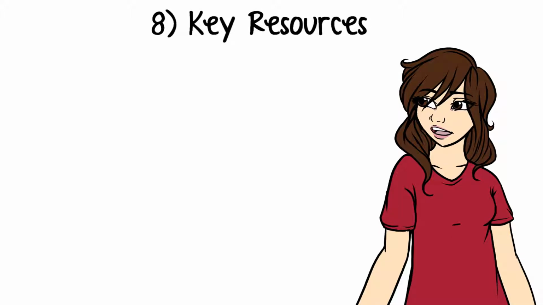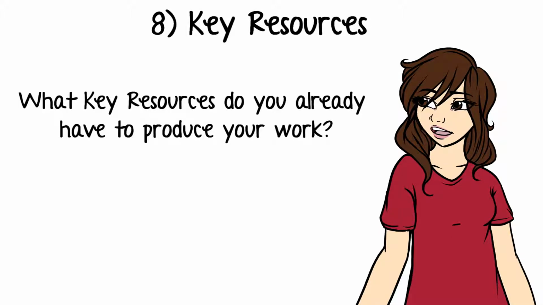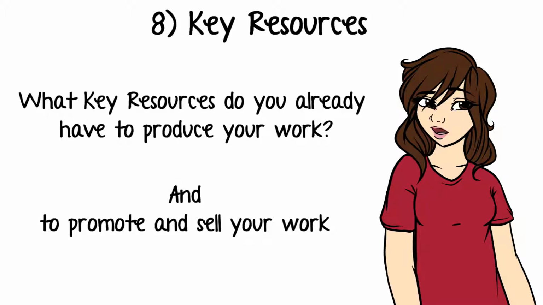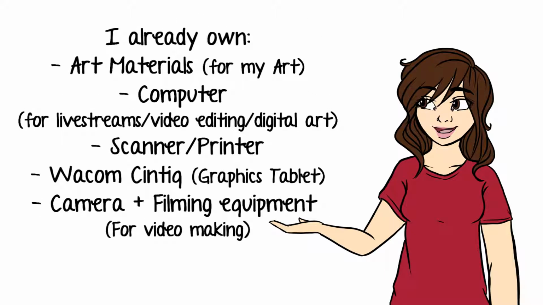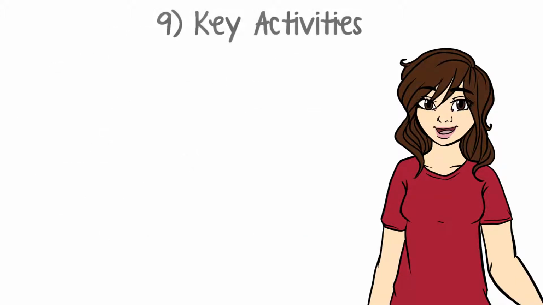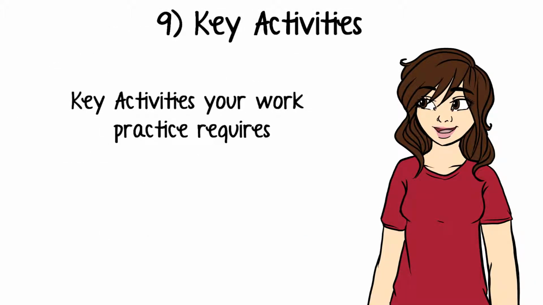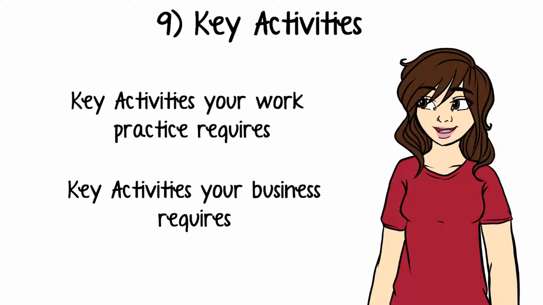Part 8 is about key resources. What key resources do you already have to produce your work, promote and sell your artwork? Here are my existing resources. Part 9 is key activities. Key activities that your work practice requires. Key activities that your business requires.